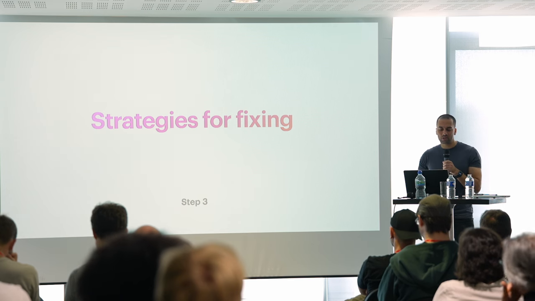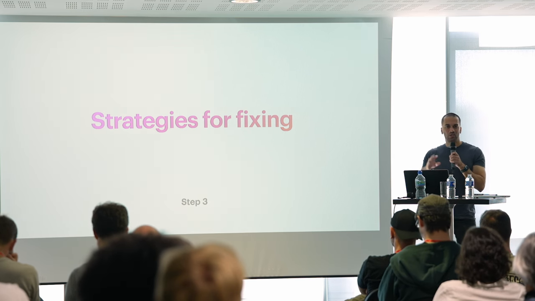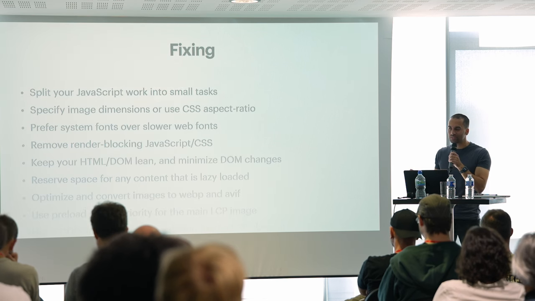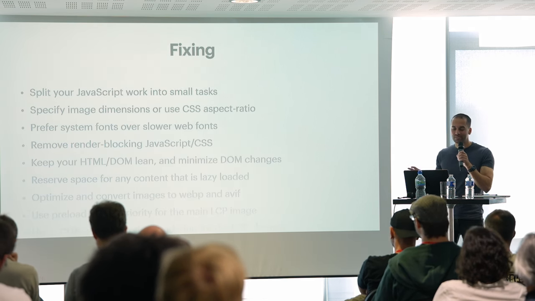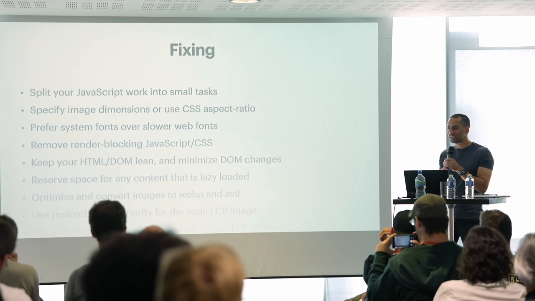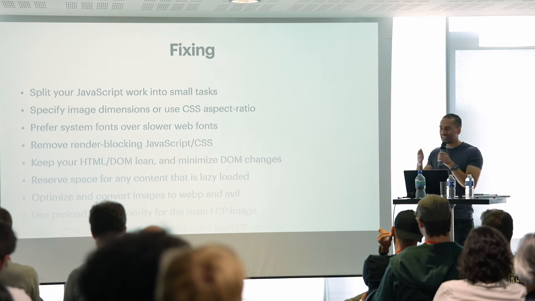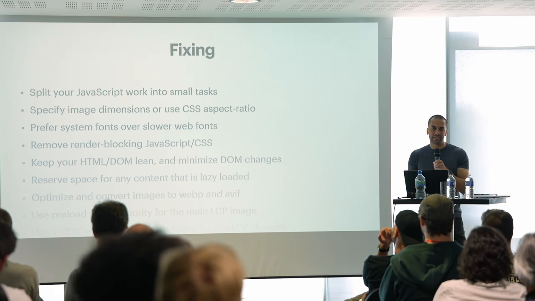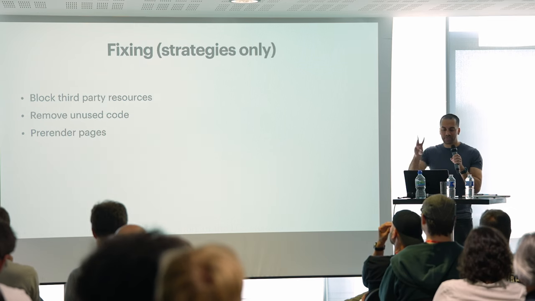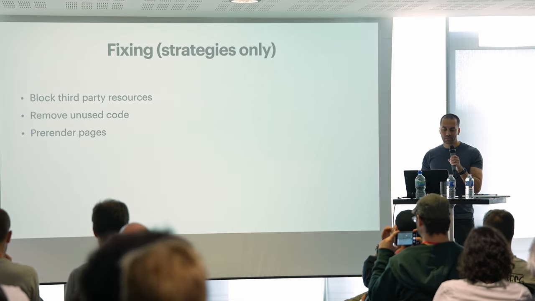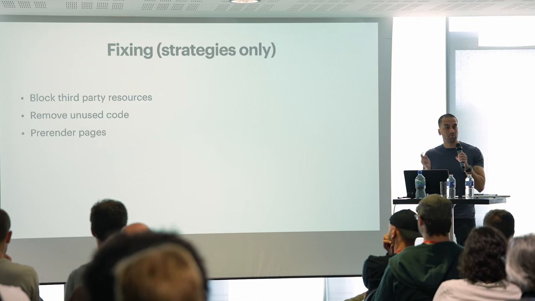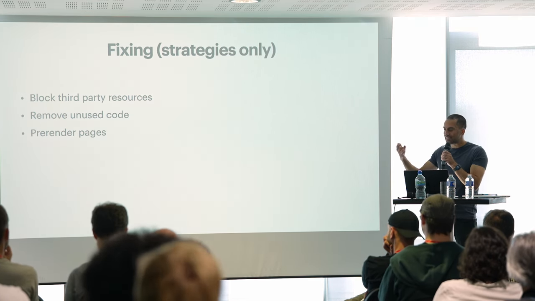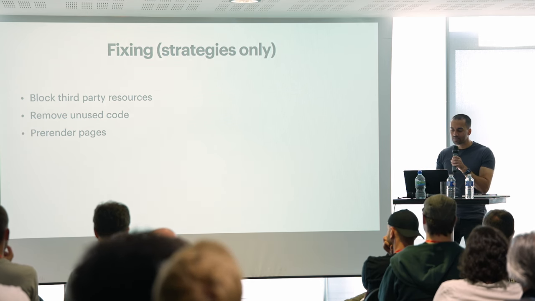Cool. Let's talk about strategies for fixing. What I mean by strategies for fixing is we don't really have time to go into the vast array of actual web performance fixes, which is never ending and always evolving. That's not really what this talk is about. This is more about how you can use DevTools to prototype or try out enhancements, improvements or fixes to your website in the spirit of web performance. And we'll cover three strategies: blocking third-party resources, removing unused code, and pre-rendering pages, which probably doesn't make sense out of context, but I will explain as we go on.